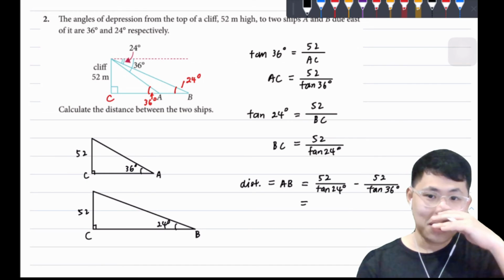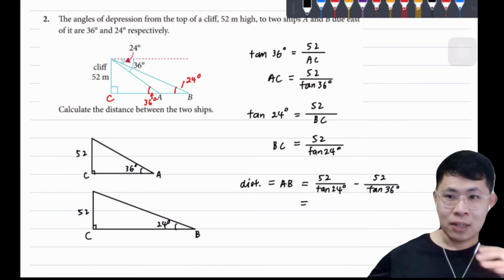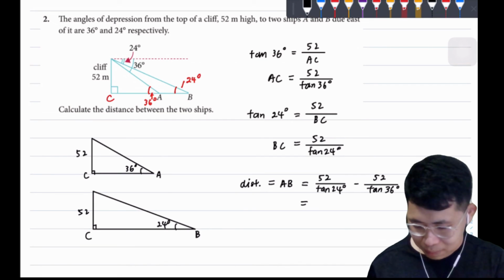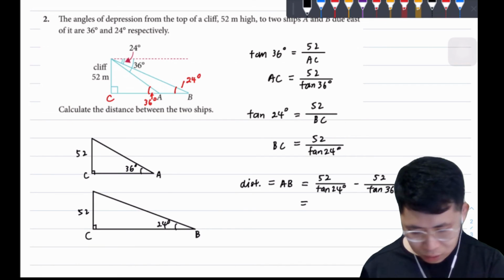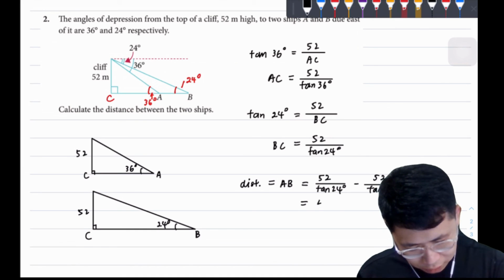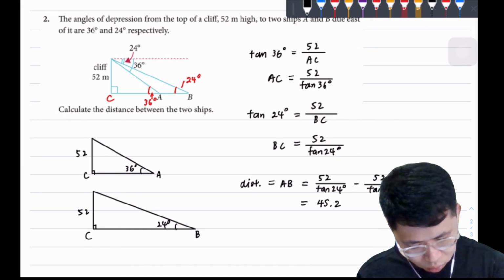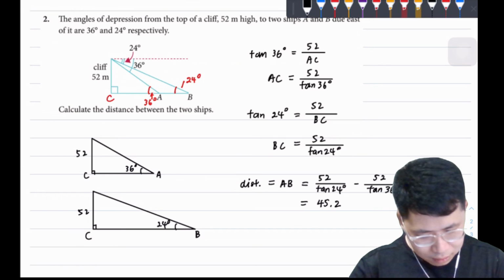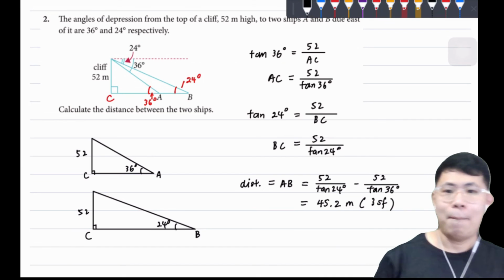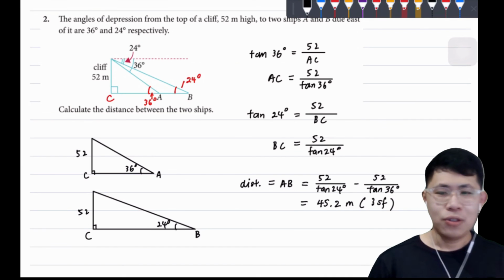The thing is that we cannot add up the 24 and 36. You have to do it separately because tangent is a bit off. So we have 52 over tangent 24 minus 52 over tangent 36. This will give us 45.2 meters, and this is in 3SF. So that's about it, I guess.